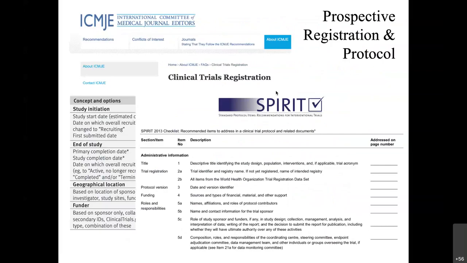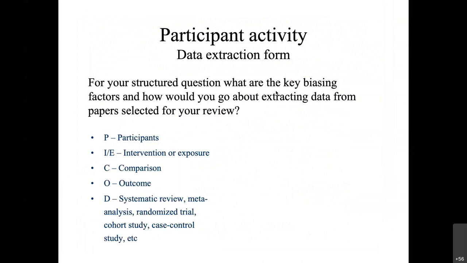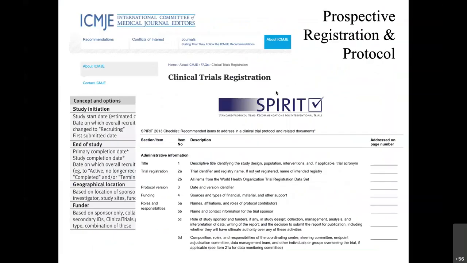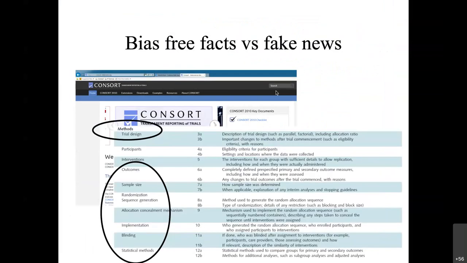Okay, so to summarize, we just go back for a moment to a randomized trial. We said a moment ago that if you conduct a randomized trial, you are expected to report the randomized trial according to CONSORT, which allows systematic reviewers to capture information concerning biasing factors as to how randomization was implemented, how blinding was implemented, and how outcome measures were implemented.